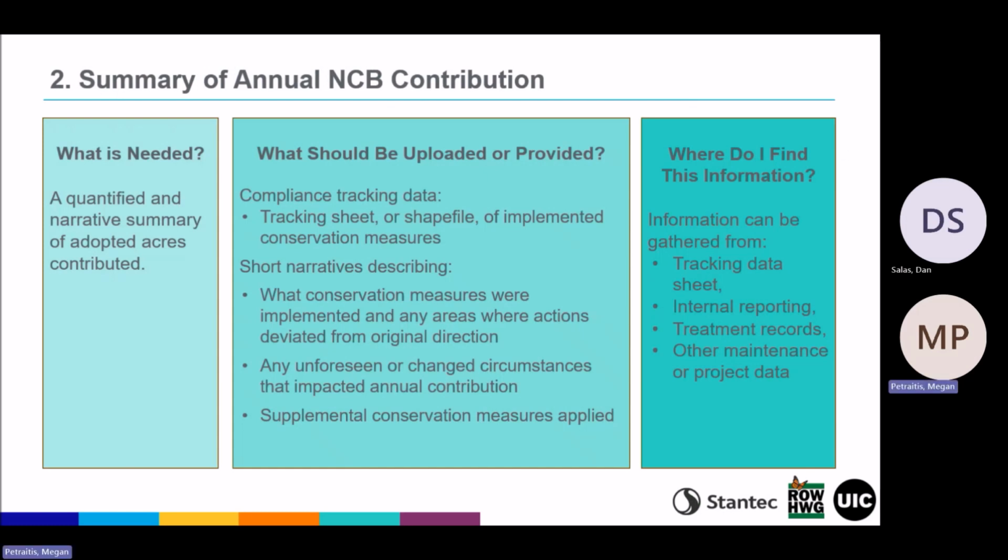The next section would be the summary of your annual net conservation benefit contribution, what kind of conservation measures you were able to conduct over the past year, how many acres each of those measures were conducted on. So we're looking for a quantified and narrative summary of those adopted acres contributed. We also have a compliance tracking sheet. It is an Excel file, but if you have some other methods, we could potentially also consider those.